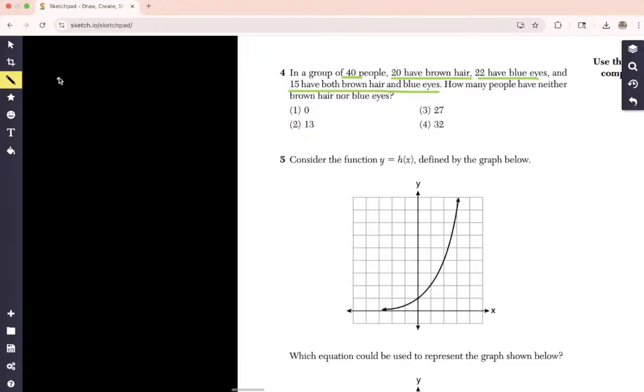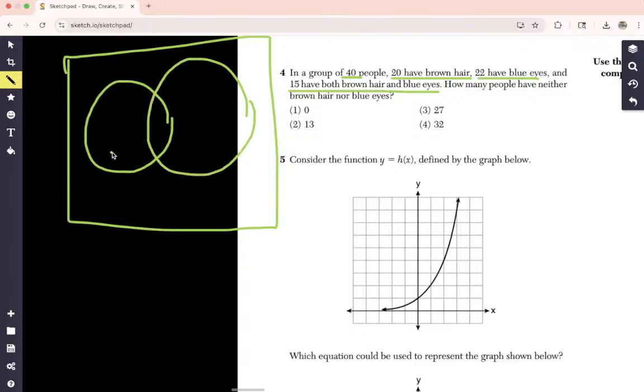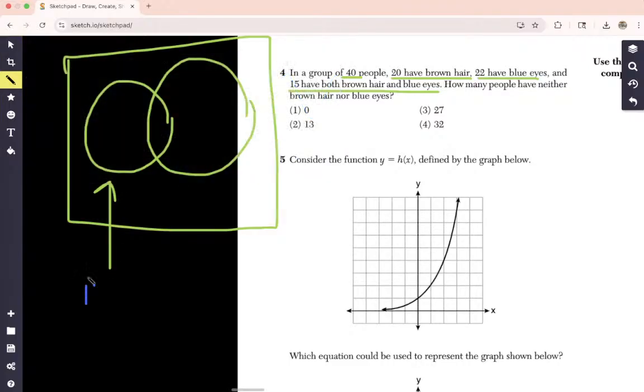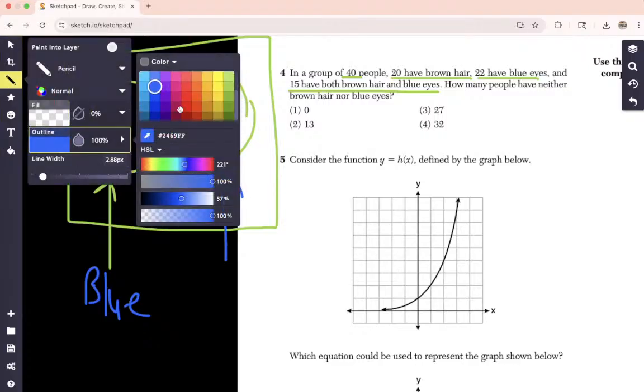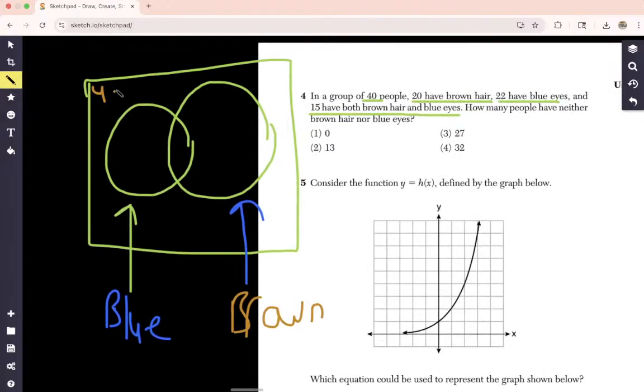Okay, so for a problem like this, I like to do a sort of set diagram. Let's say this set represents people with blue eyes, and this set represents people with brown hair. Now we know in total there has to be 40 people, so I'm just going to put a 40 on the outside to represent that.